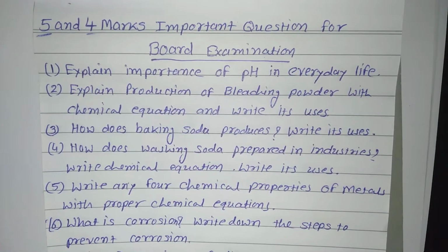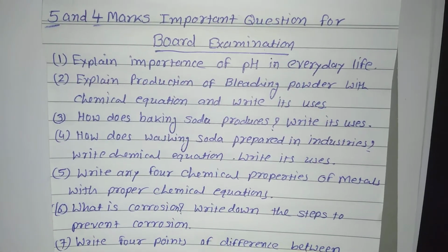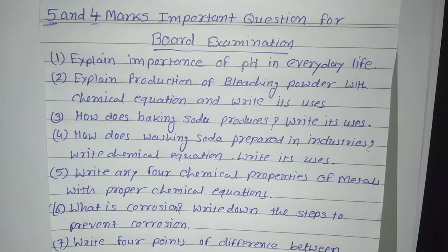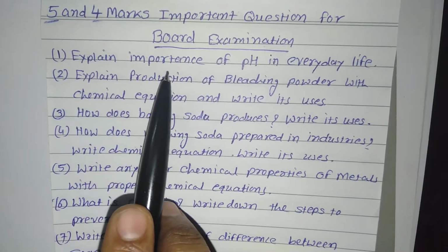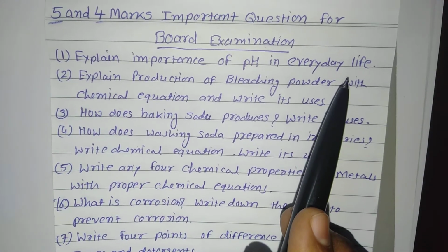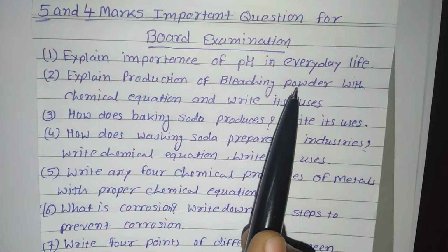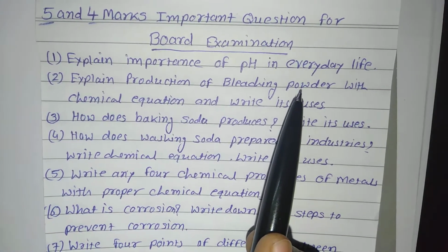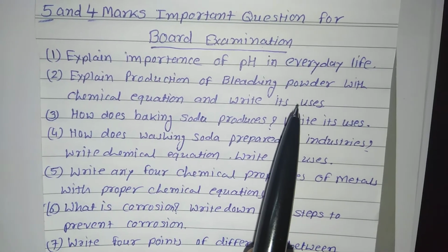First of all, I'll begin with chapters from the chemistry as it is given in the textbook. I have taken in a proper order. Question number 1. Explain importance of pH in everyday life. This is of 4 or 5 mark question. If it is a 4 mark question, you have to write 4 points with the explanation. And if it is 5 mark question, you can write 5 points with the proper description.